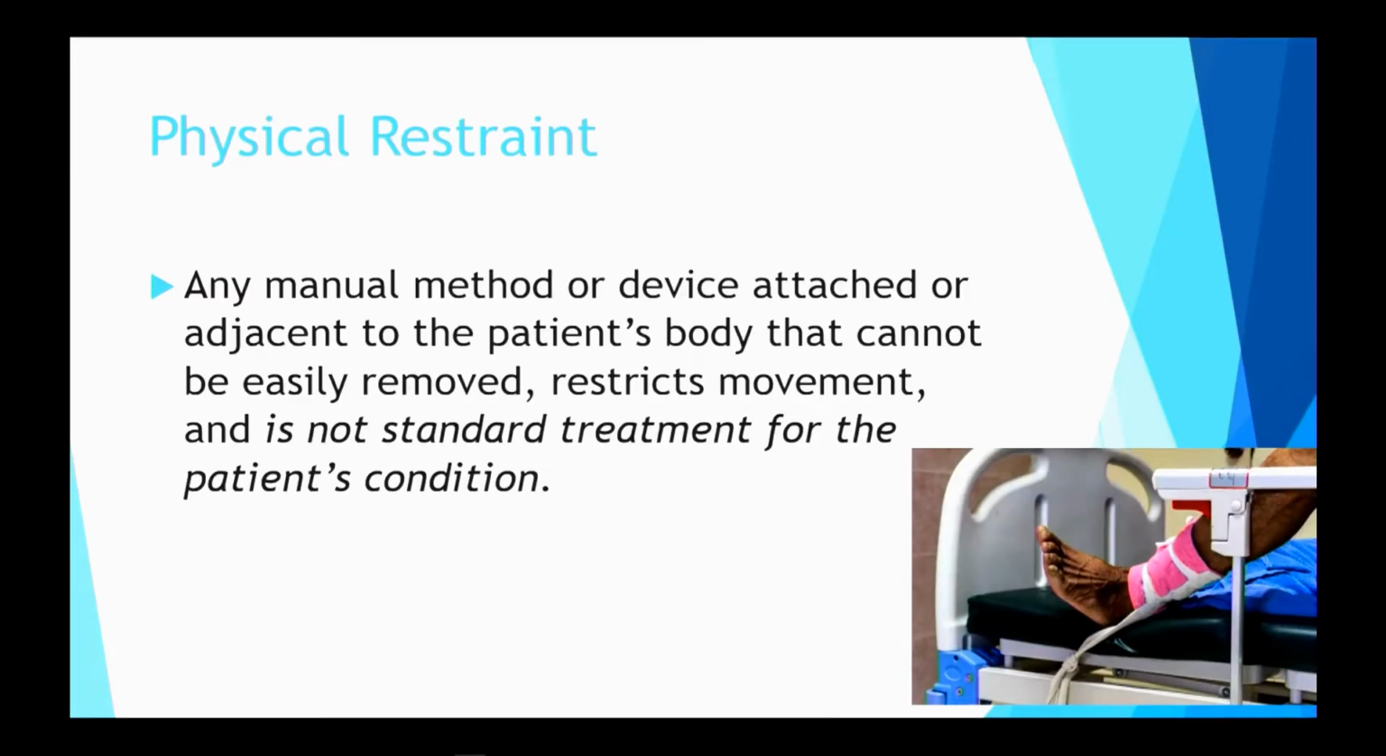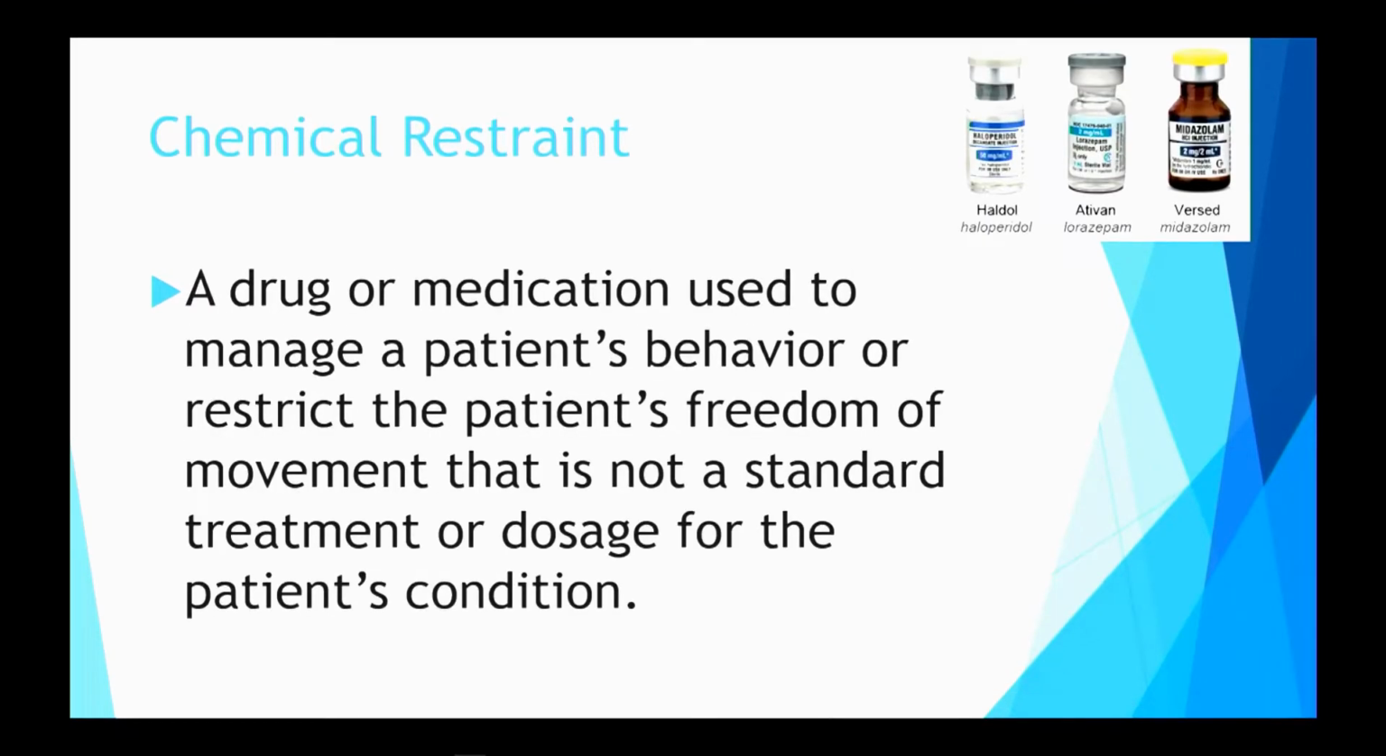A physical restraint is defined as any manual method or device attached or adjacent to the patient's body that cannot be easily moved and removed, and it restricts the movement of the patient. It also is not considered standard treatment for the patient's condition. A chemical restraint is a drug or medication used to manage a patient's behavior or restrict freedom of movement. And again, it is not a standard treatment or dosage for the patient's condition.